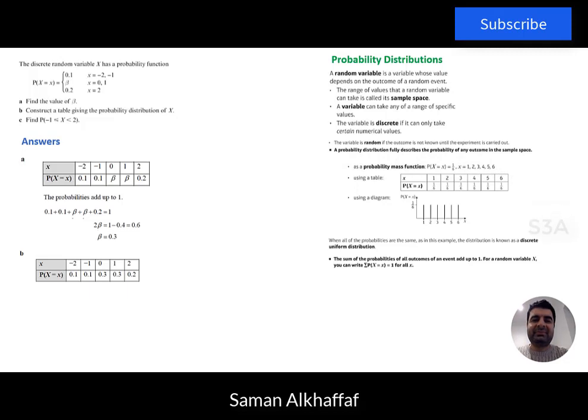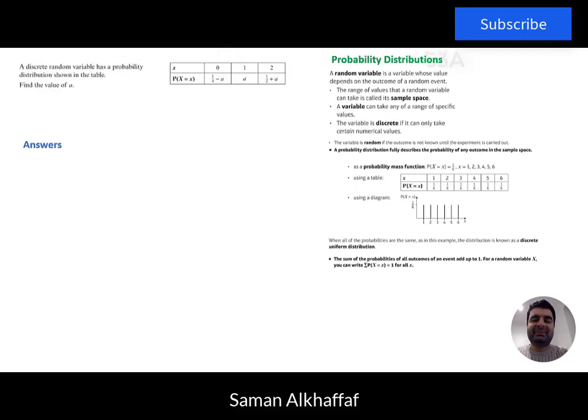And then for part C, we need to find the probability of minus 1 being smaller than or equal to X, and also X smaller than 2. So for us to find this probability, we would have 0.1 plus 0.3 plus 0.3. These are the values that we will add, and we will not look at the value of when x is 2. The addition of these probabilities will give us 0.7, and this will be our answer for part C.